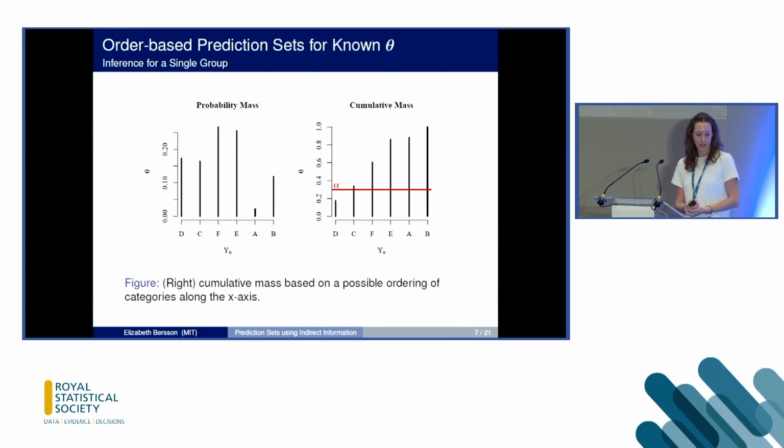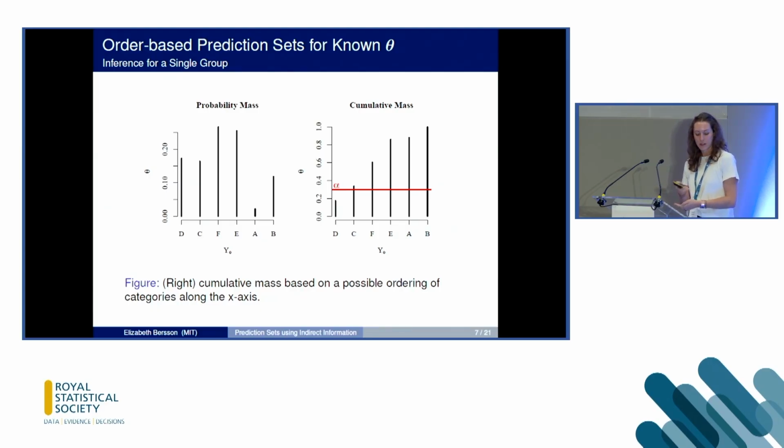Okay, so I'll primarily motivate the idea through this toy example. Say we have a population with 6 categories labeled A through F, and we have a known event probability vector theta given by this probability mass plot on the left. For such a population, a frequentist valid prediction region is any collection of the categories such that their probability masses cumulatively sum to 1 minus alpha, so as to have the appropriate alpha level coverage.